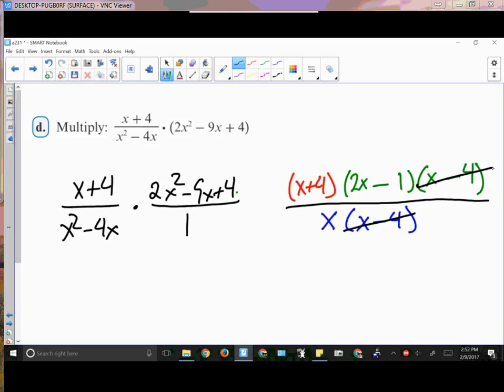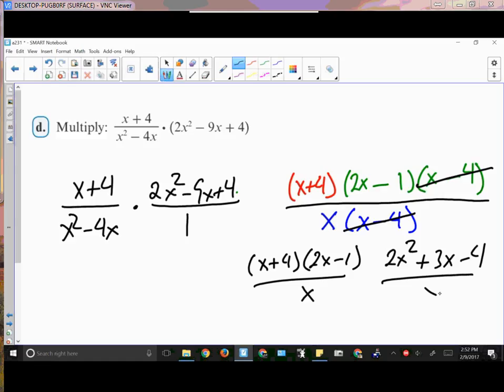So now, depending upon how things are going, you could just leave the answer as x plus 4 times 2x minus 1 all over x. It really depends upon what the instructions are. Sometimes they want you to FOIL it out so that you end up having 2x squared minus 1 plus 4, so it'd be plus 3x minus 4 all over x. Either way would be acceptable. Kind of depends upon how they're working it out.